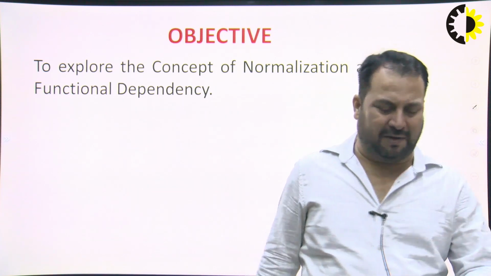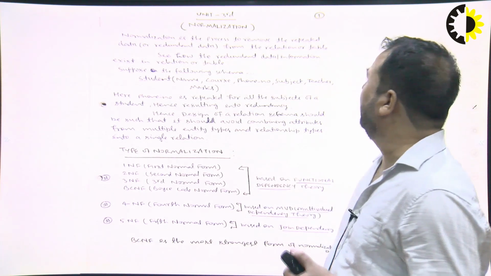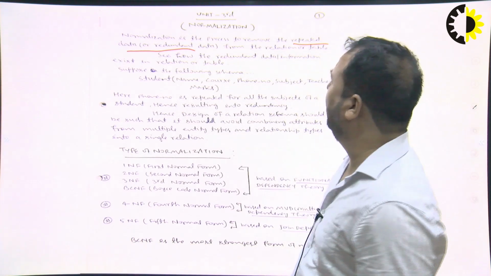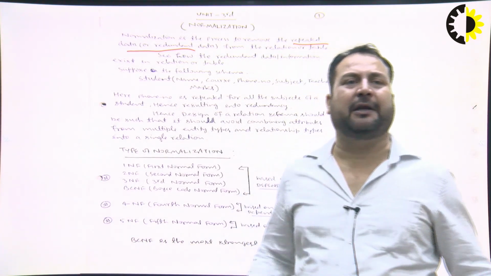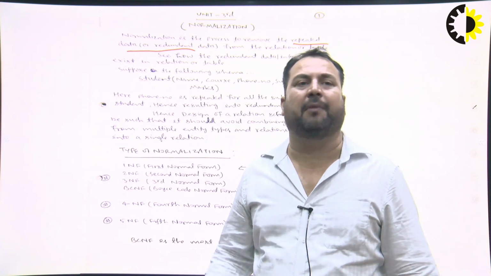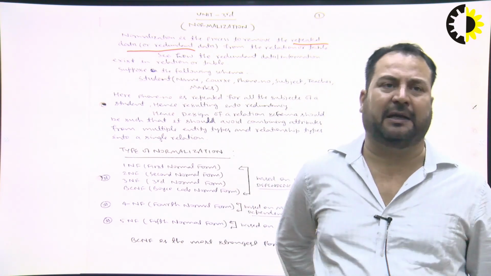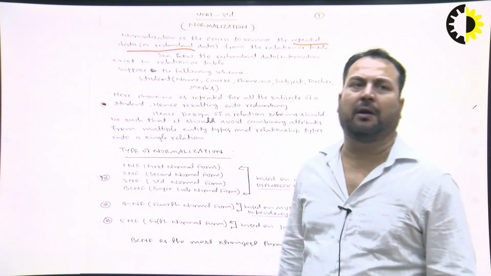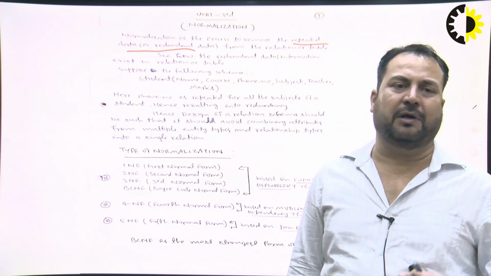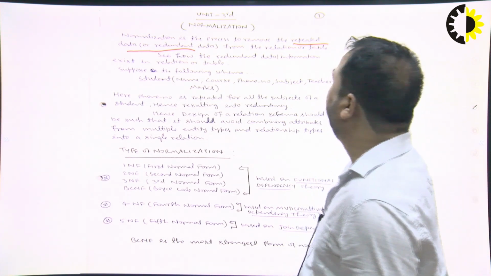So normalization is a process to remove the repeated data, or redundant data. Of course, if data is repeated, what is the use of having multiple copies of the same data? That is not the effective way, it will take storage and so on. So the aim is to eliminate or reduce the redundancy, the repetition of data, from the relation or table.